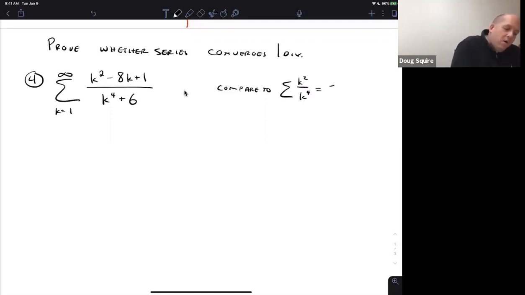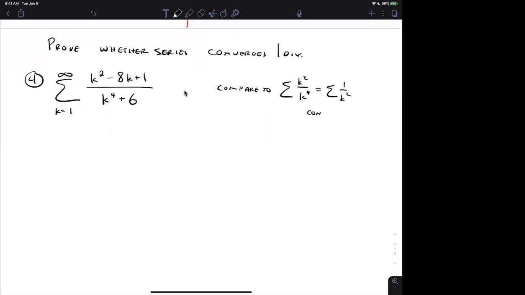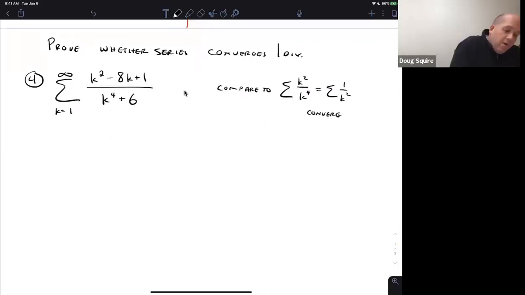So k squared over k to the 4th becomes 1 over k squared. Does that series converge or diverge? It converges, not necessarily to 0, but the series converges, because it's a P series where P is 2, which is bigger than 1. The sequence goes to 0, but the sum would not. Does that make sense? Everybody clear so far?